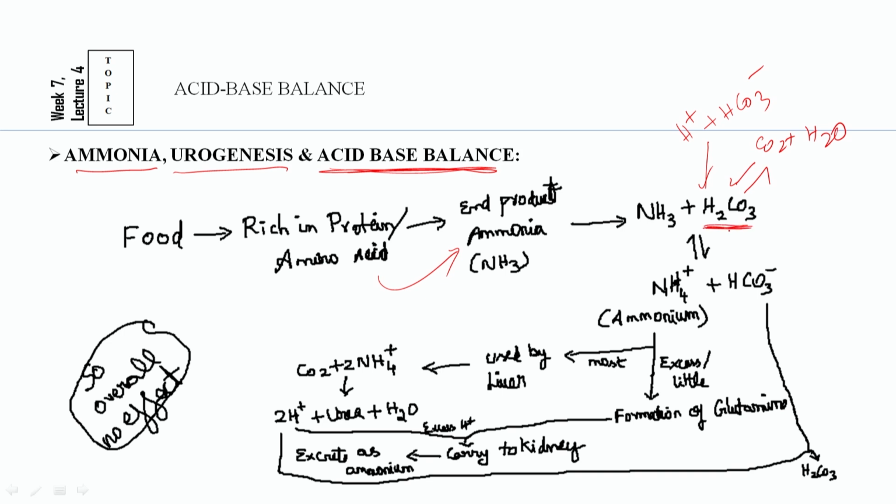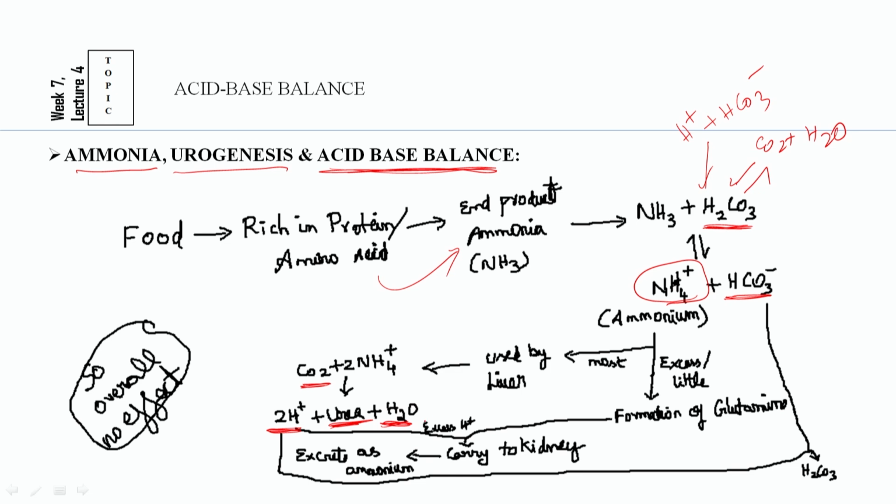It is a right example of a weak acid. It will react with the ammonia and form the ammonium ion. The ammonium ion, again, is toxic, right? This ammonium ion is formed by liberating the bicarbonate ion in this chemical reaction. Now the maximum part of the ammonium will be used by the liver. What will it do in the liver? This ammonium will react with carbon dioxide in the liver and liberate 2 hydrogen ions and urea. Urea is less toxic, along with the liberation of a water molecule.